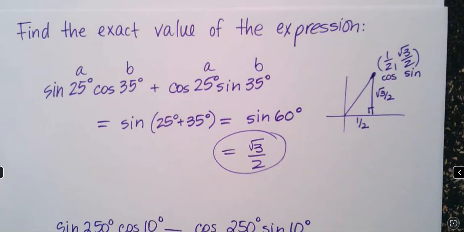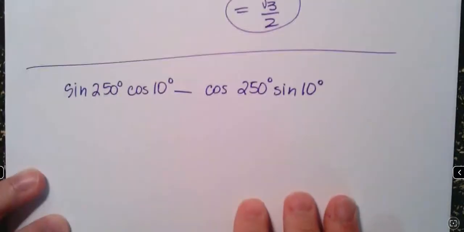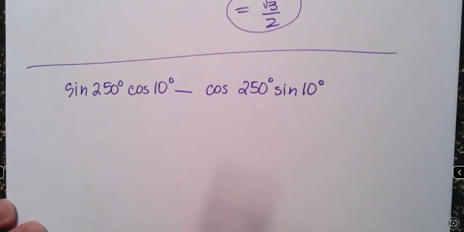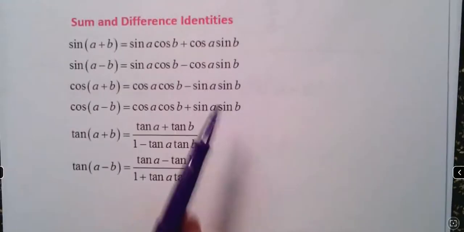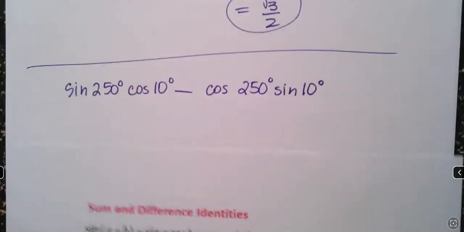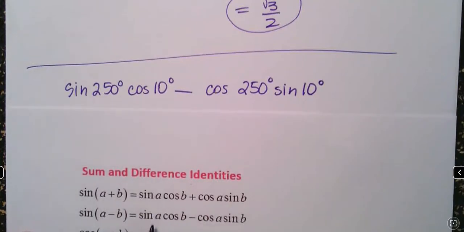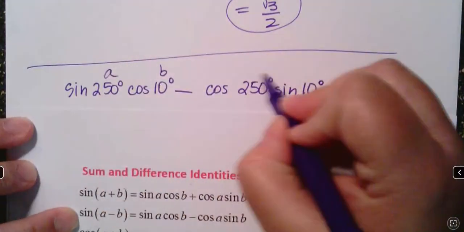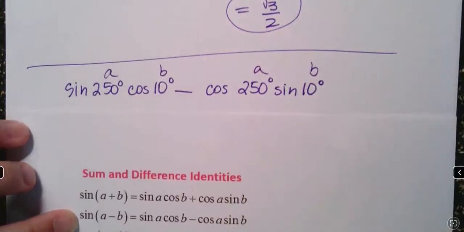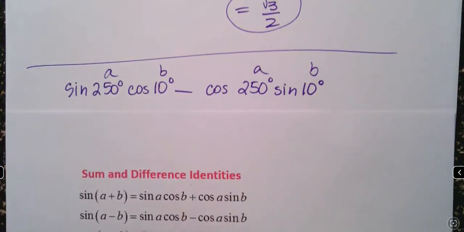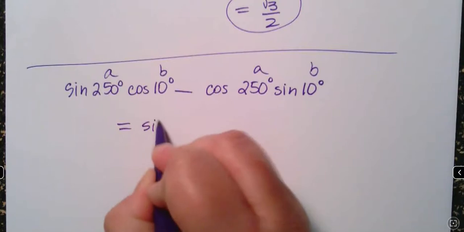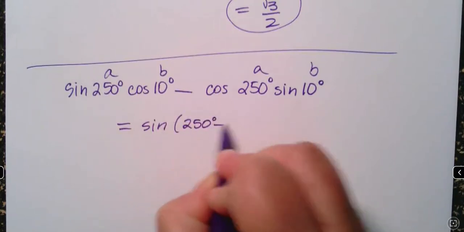All right, here's another one just like that, where again, we just have to recognize that, hey, that looks a lot like one of those formulas, but I have to figure out which one it is and go from right to left instead of left to right. So sine times cosine, it's clearly one of the sine ones, and it's got a minus in the middle, so it's this one. So here's my A, here's my B, and my answer is going to be, that's the same as sine of A minus B. So that's the same as sine of 250 minus 10.